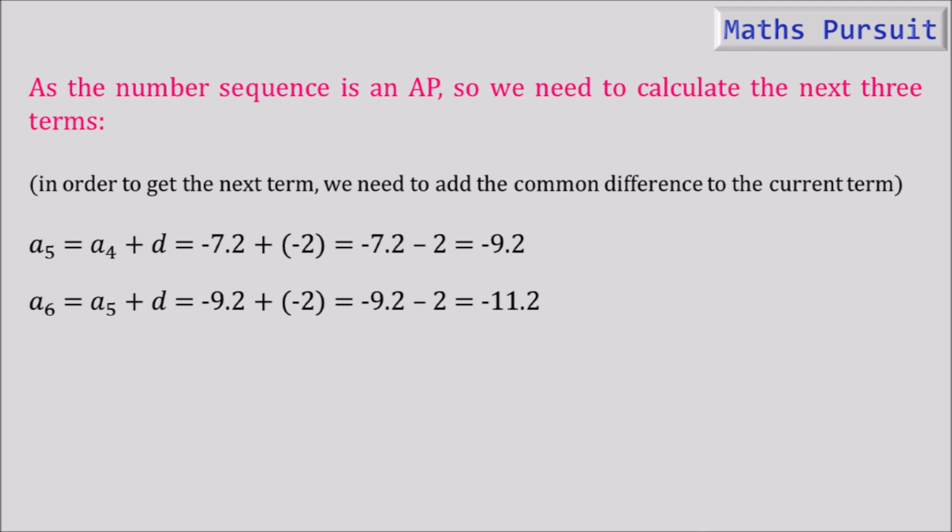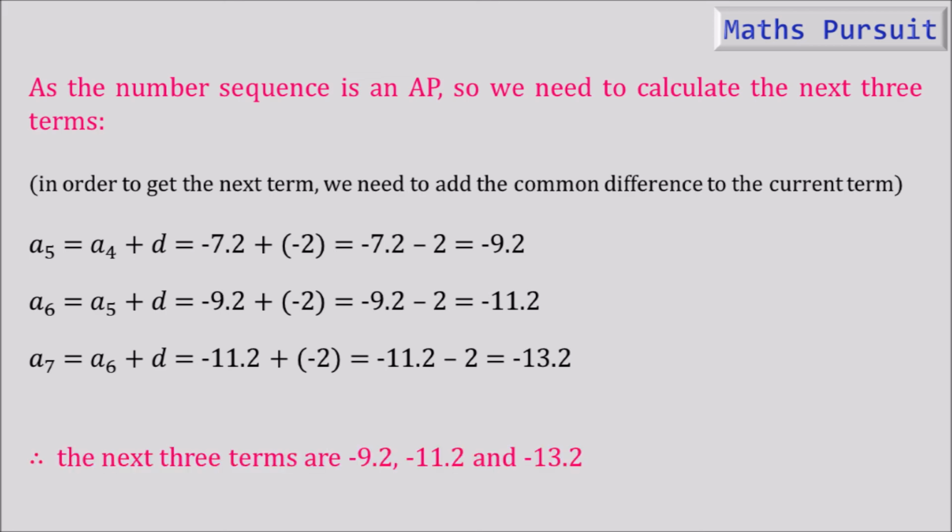Now the seventh term A7. A7 is equal to A6 plus D. Here A6 is equal to minus 11.2. That is what we got in the above step. And we know that the common difference is minus 2. So that is equal to minus 11.2 plus minus 2, that is equal to minus 11.2 minus 2, that is equal to minus 13.2. Therefore, the next 3 terms are minus 9.2, minus 11.2 and minus 13.2.